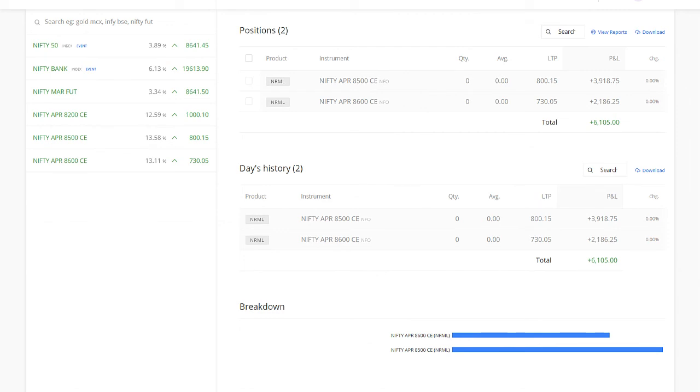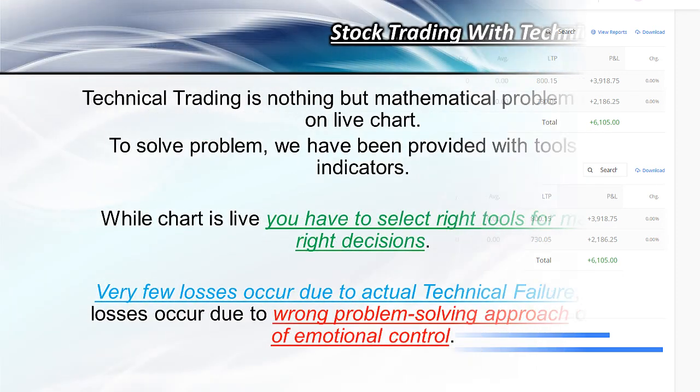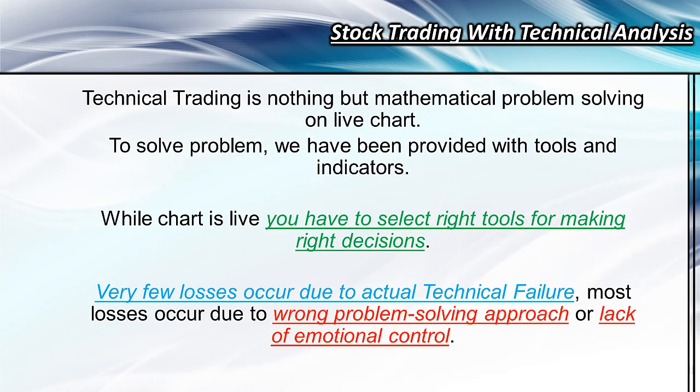You can say that I used the characteristics of support and resistance as conditions of locus. To that I would say I didn't use them as conditions of locus because support and resistance are locus and the characteristics of support and resistance are conditions that a locus must satisfy. Technical trading is nothing but mathematical problem solving on a live chart. To solve the problem, we have been provided with tools and indicators.